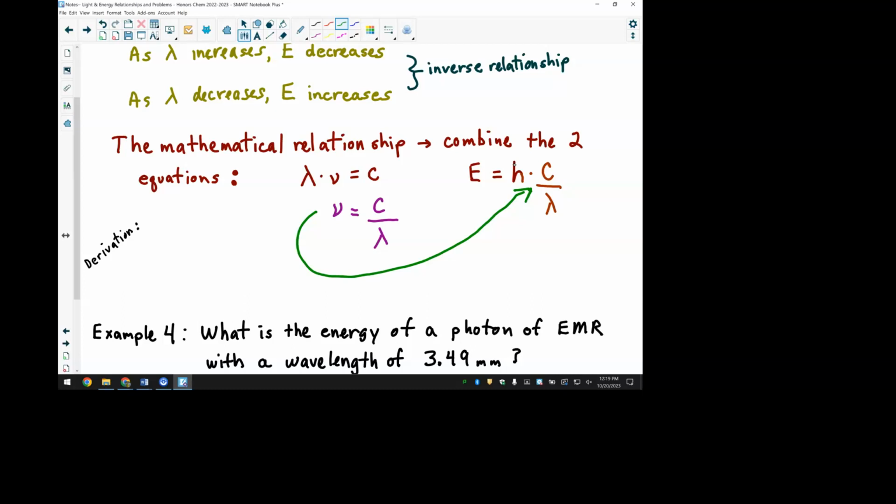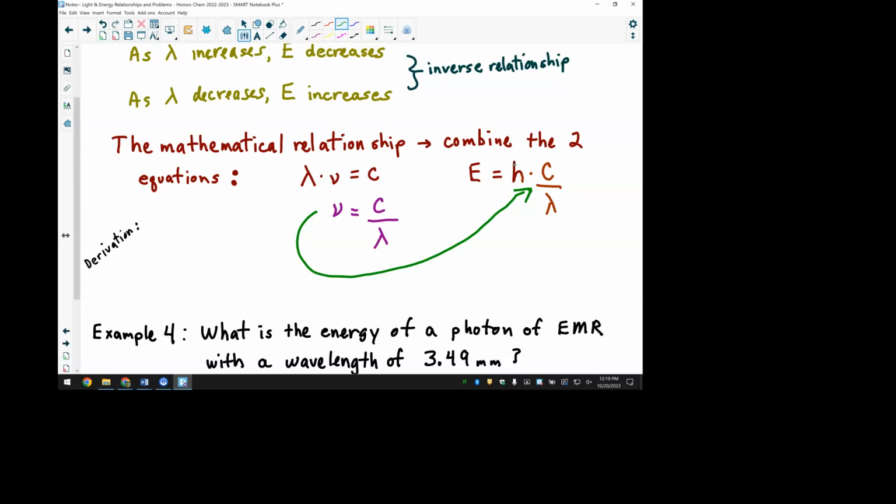And so the equation ends up being that energy is equal to Planck's constant times the speed of light divided by the wavelength. You guys see what I just did? All I did was solve this for frequency, and then I did a direct substitution of c over lambda for nu over here. So now I have the equation: energy equals Planck's constant times the speed of light divided by the wavelength. That is the third equation.